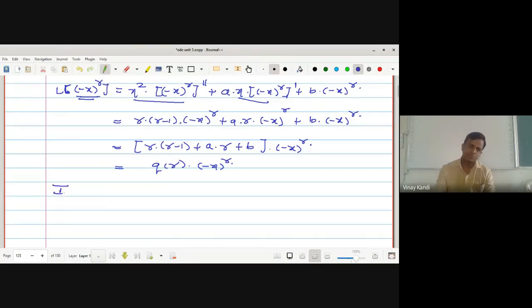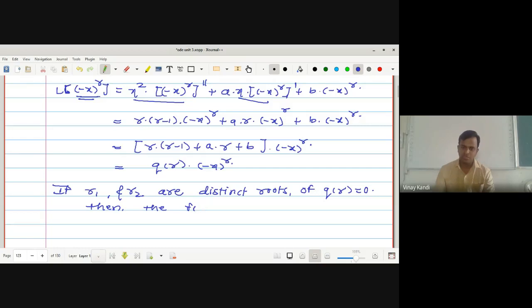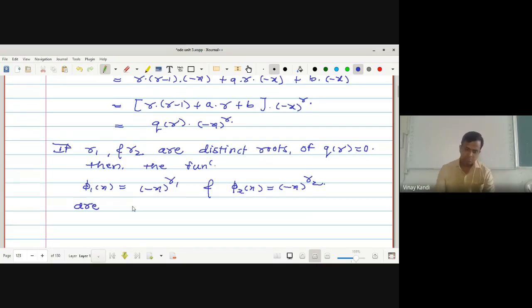I am writing it directly. If r1 and r2 are distinct roots of q of r is equal to 0, then the function, that is the solution, phi 1 of x is equal to minus x raised to r1 and phi 2 of x is equal to minus x raised to r2 are the solutions of L of y is equal to 0.